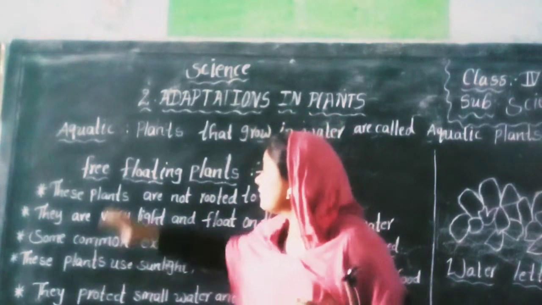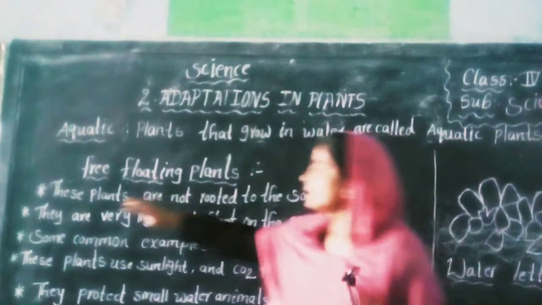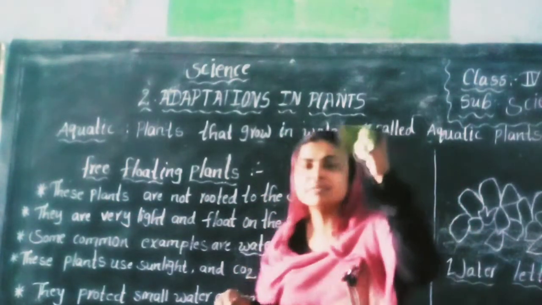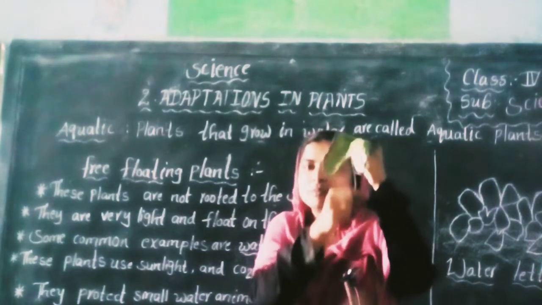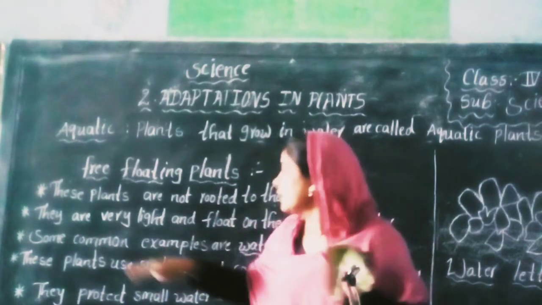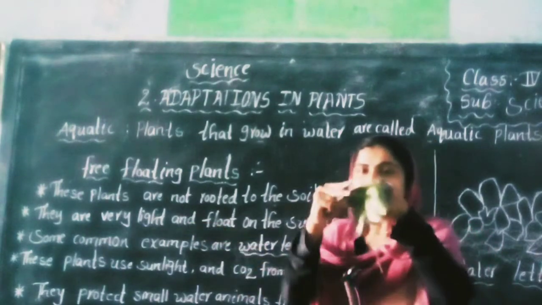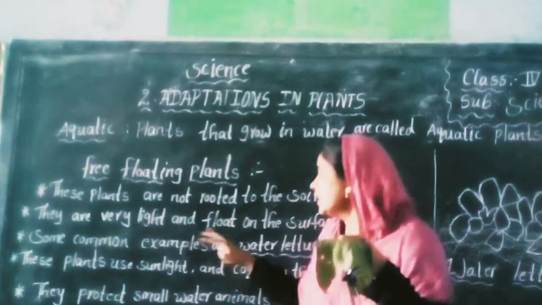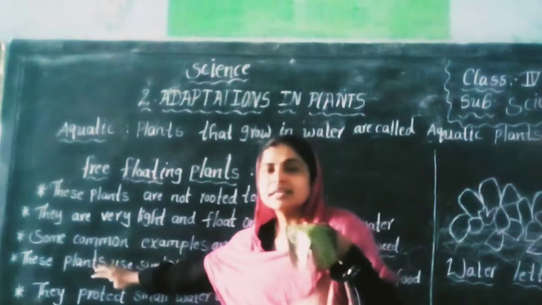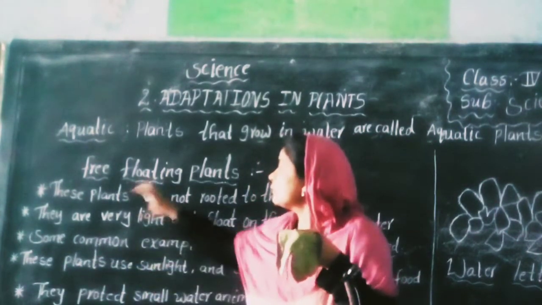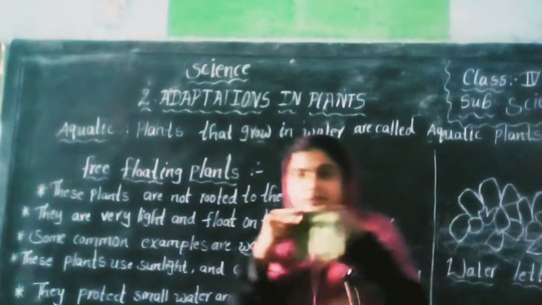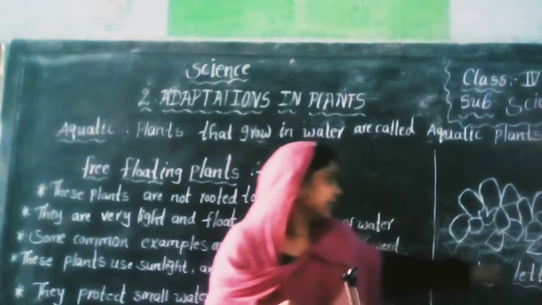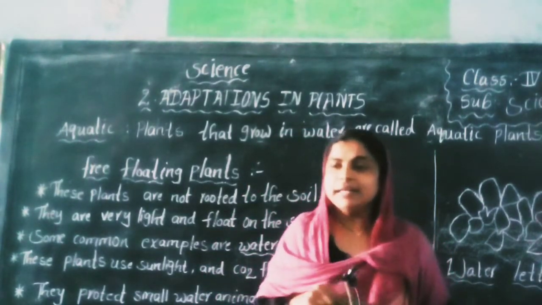See children, free-floating plants. These plants are not rooted in the soil. They are very light, so they float on the water. Some common examples of free-floating plants are duckweed and water lettuce.